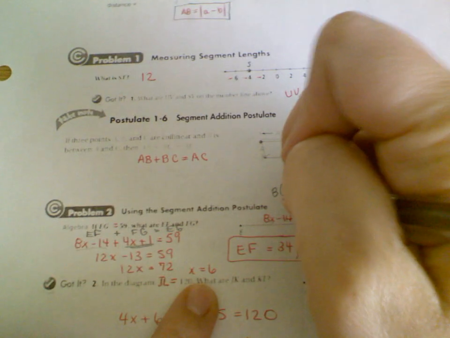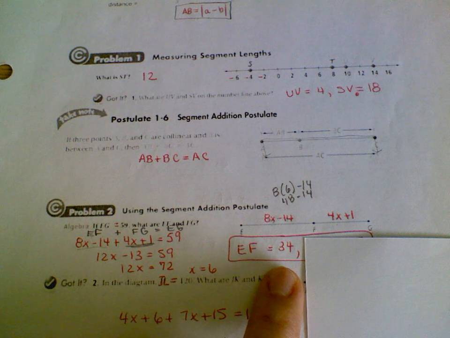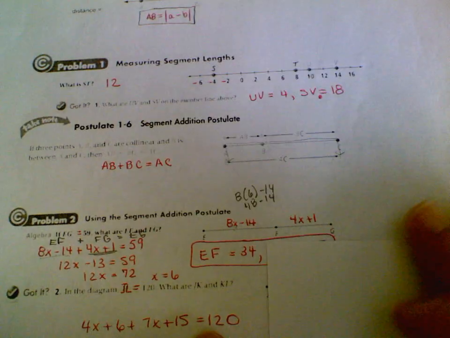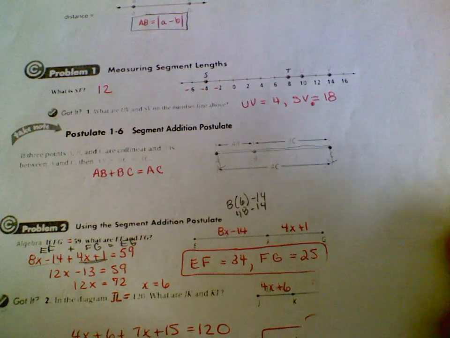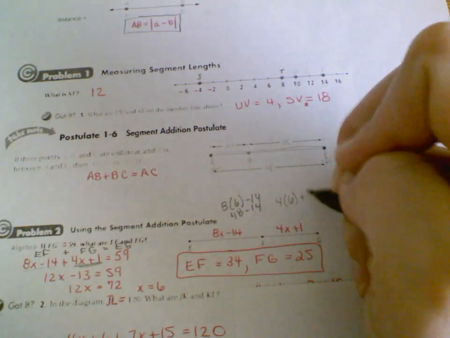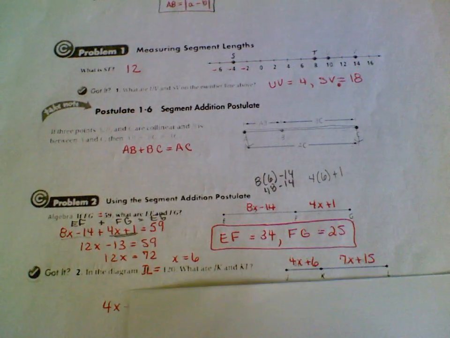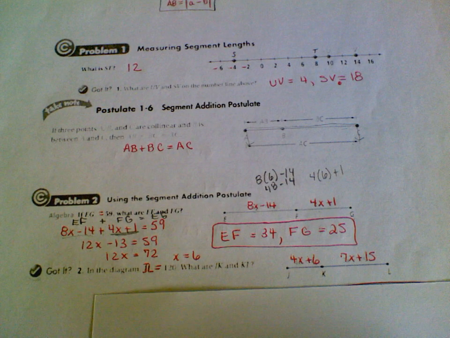So then I could multiply 8 times 6, subtract 14 from that, and get 34. I would do the same setup for FG. I would need to plug in 6 for x and get 24, and then add 1 and get 25. Alright, I want you to pause the video and try the got it question.